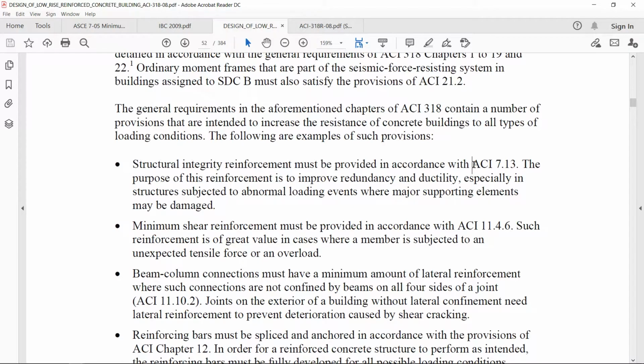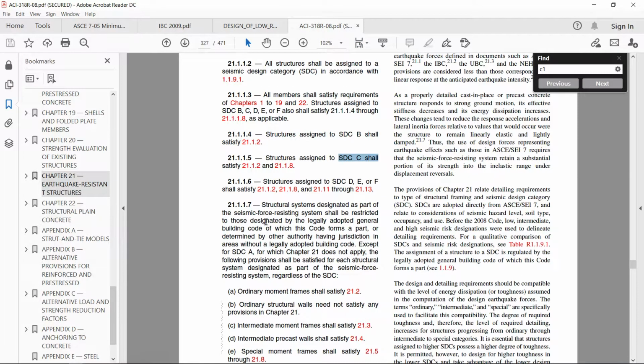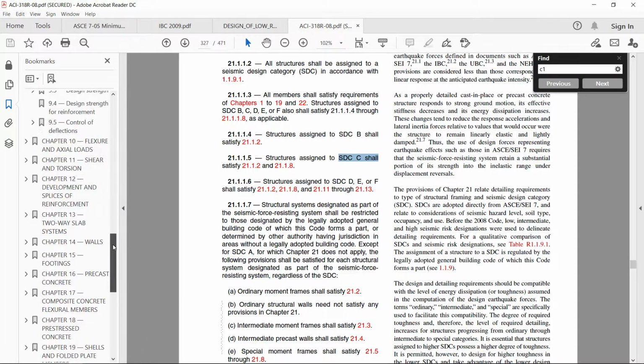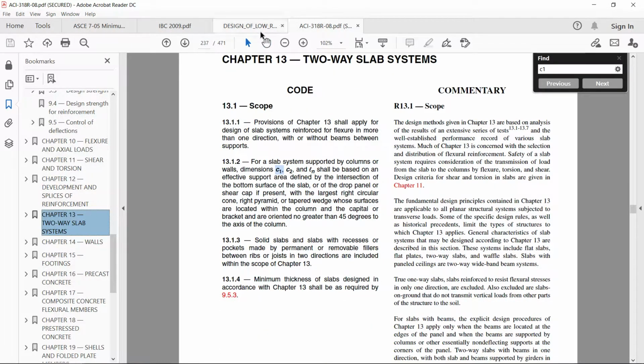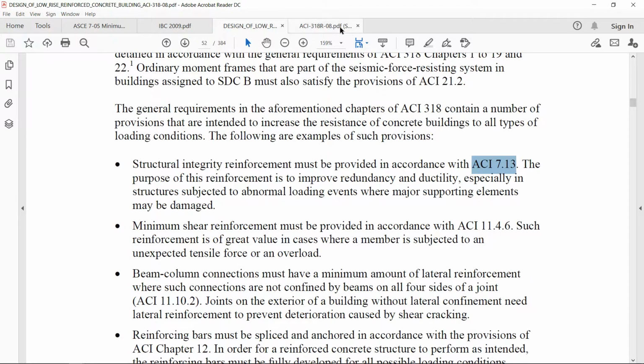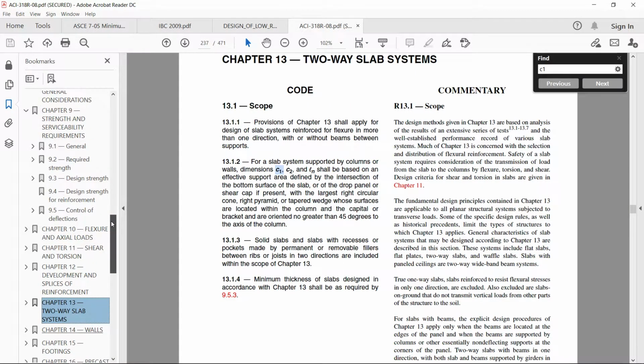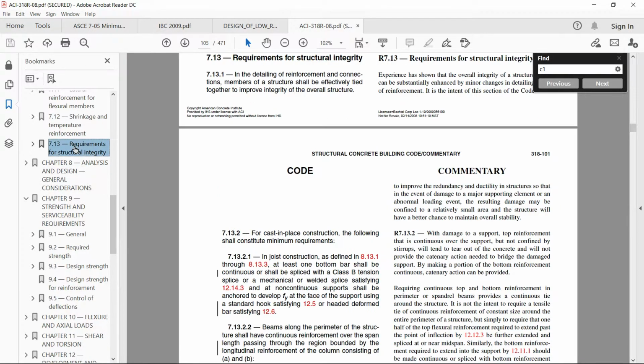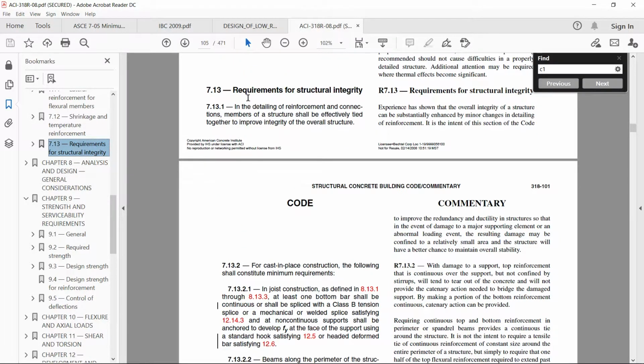Let's go and see what this paragraph ACI 7.13 says. Let me go to the code, chapter 13. Sorry, 7.13, not 13. Here is 7.13, requirement for structural integrity. That is a very important thing. Your structure should remain integral in case of an earthquake.